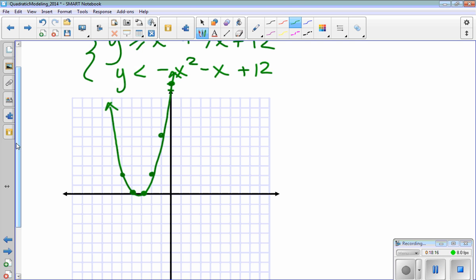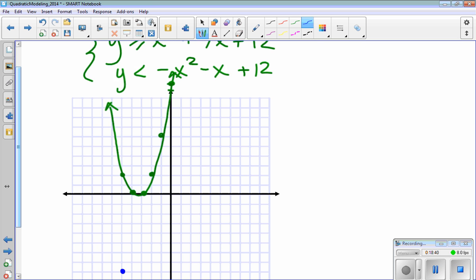The second one, I'm going to graph it a different color. And I'm going to cover up the middle column on my table, and I'm going to go ahead and just do the first and the last. -5, -8 is the first one. And -8.